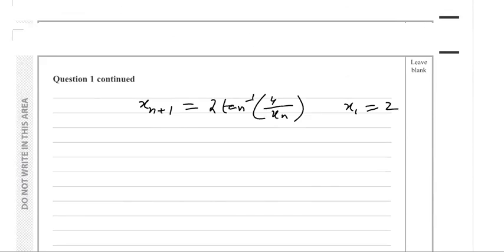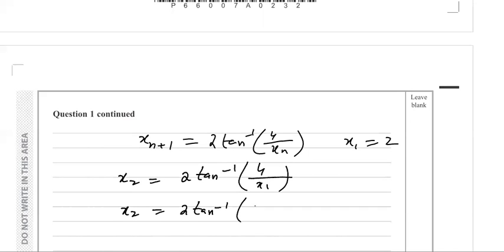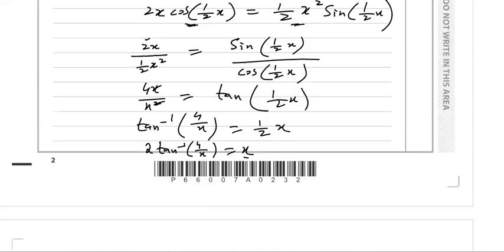Now that's simple. If you look at this one, x1 is given and you want to find x2. Now in this one, how can we make x2? If I put n is equal to 1, 1 plus 1 will become 2. It means on the other side also put 1. So it will be 2 tangent inverse 4 over, now x1. x1 we have already. So x2 will be 2 tangent inverse 4 over 2.